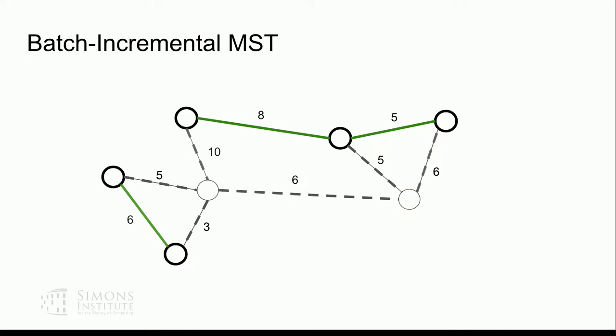And so I compute this new min spanning tree, and that tells me which ones I want to keep, and it also tells me which ones I want to delete, right? Because it tells me basically that I'm going to delete the 6 and the 10 out of here. And so that's basically the idea of the algorithm. So we can add a batch.